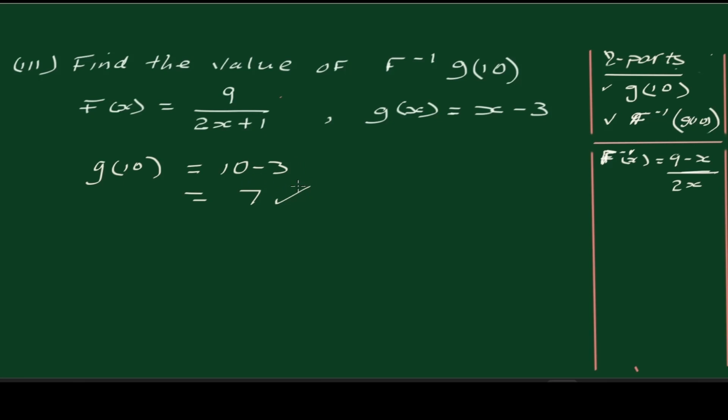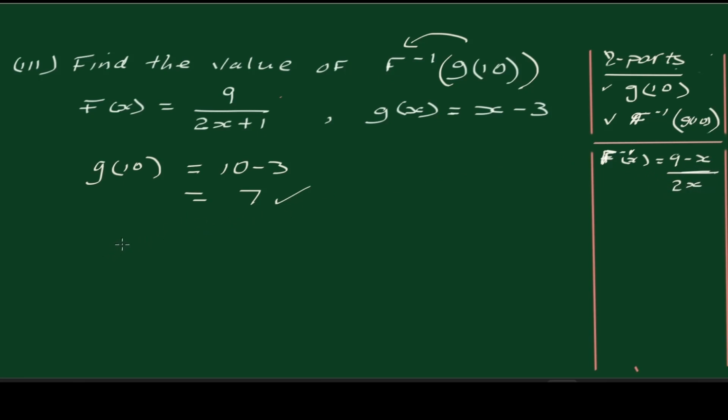The second part of the question: remember, when we have a statement like this, the second part becomes the input to the first function. So G10 becomes the input to function f inverse. And function f inverse we worked out previously. The function f inverse worked out to be 9 minus x over 2x. That was worked out in the previous question.